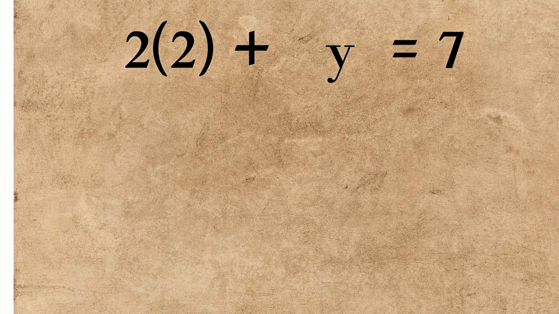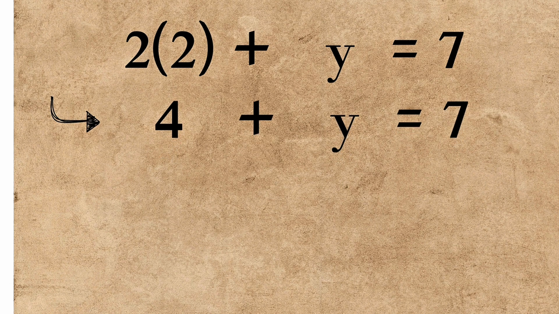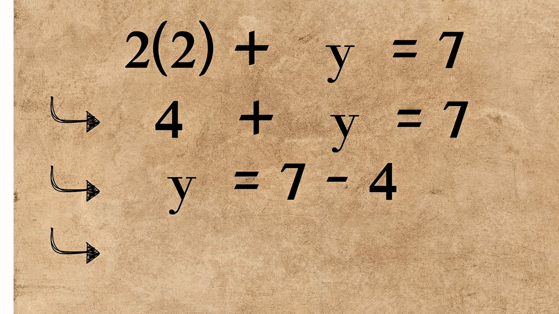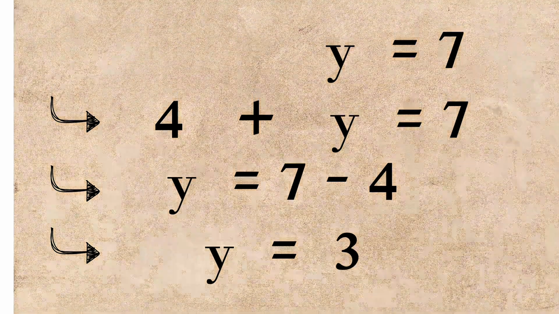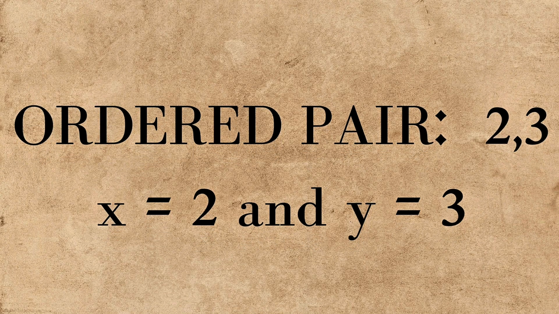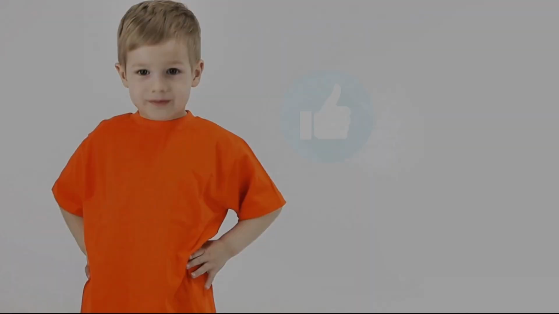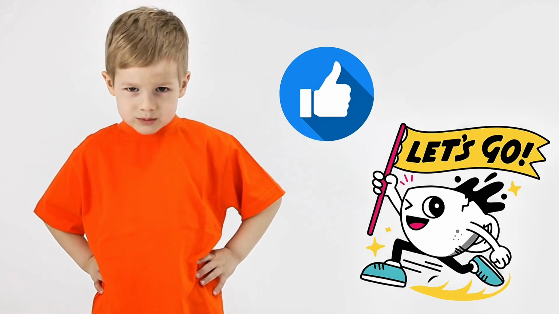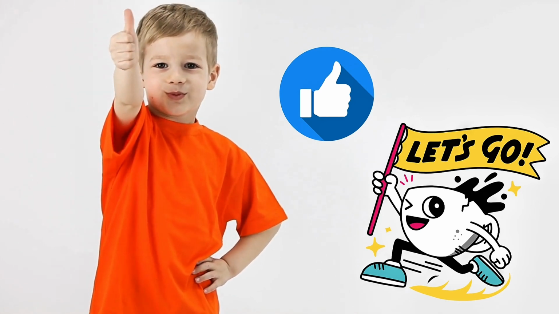2 times 2 is 4. So 4 plus y is 7. Now, if we subtract both sides by 4, we can get the value of y. So y is equal to 7 minus 4, which is 3. So as an ordered pair, we can write the answer like (2, 3). x is equal to 2 and y is equal to 3. Now that you've seen it work, let's apply this to Junner's harvest.